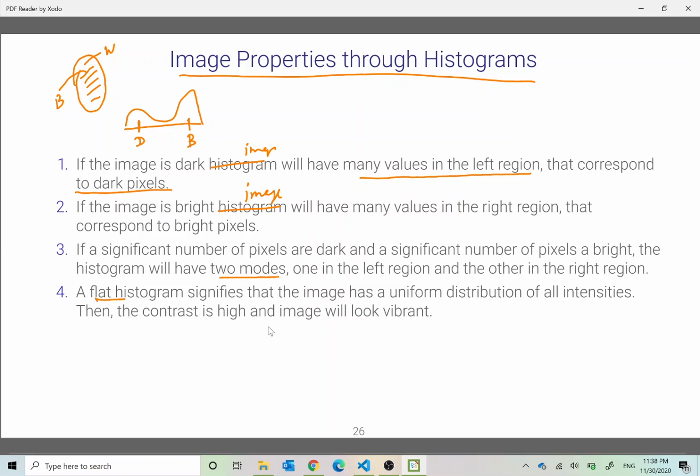A flat histogram signifies that the image has a uniform distribution of intensities, then the contrast is high and the image will look vibrant. Sometimes cameras also display these histograms. Sometimes they display all three RGB histograms so that the person taking the picture can do the adjustments in the camera itself to take a vibrant picture, so that he or she would not have to do the processing in photo processing software.